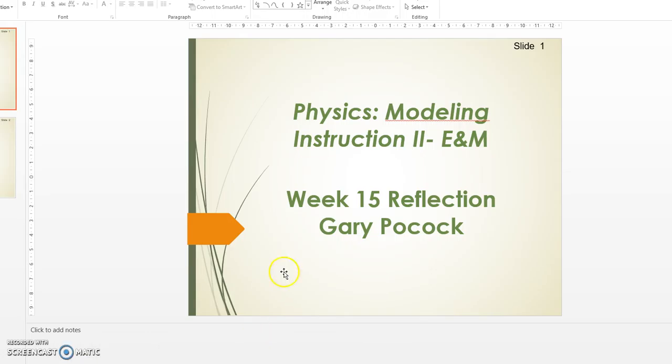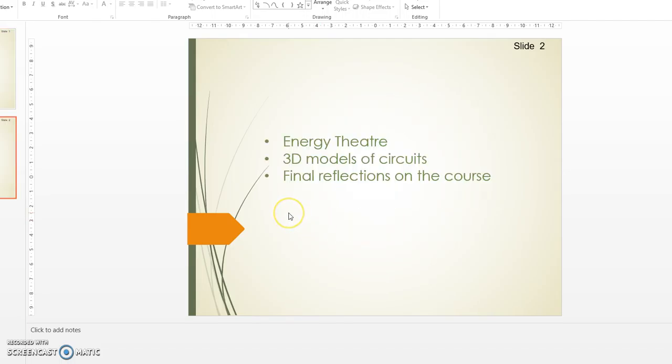This week I'm going to just reflect on the talk that my group gave on the energy theatre paper, and then I'll briefly mention one of the other papers that I particularly enjoyed, which is the one on the 3D model of circuits. And finally, I'll just make a few comments on the course overall.